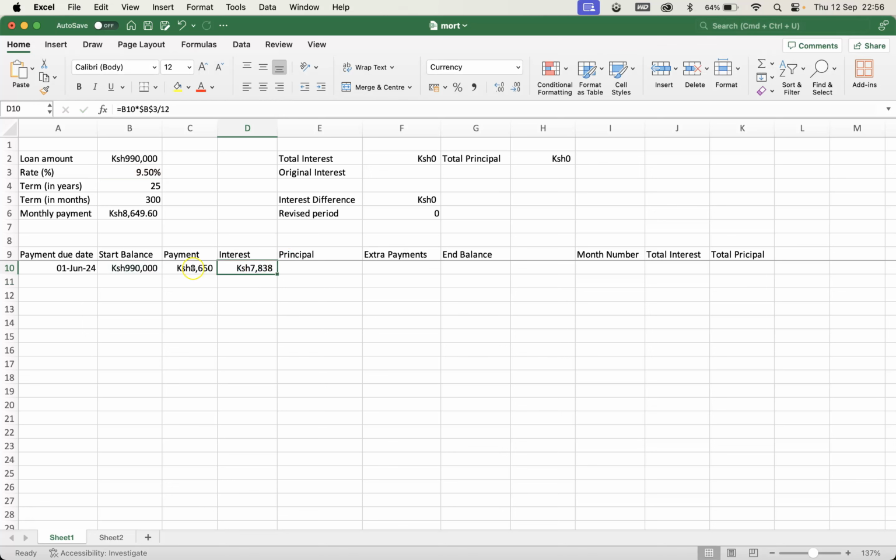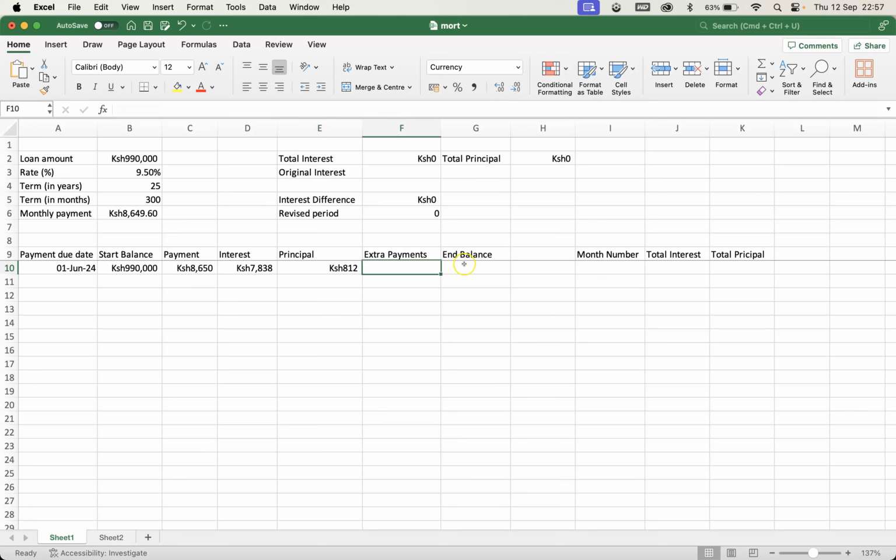Now what you'll see is that the payment versus the interest is pretty close. So in other words, in the first month of your payment, this is the principal that you pay. You're actually offsetting your principal by 812 shillings out of 8,000 that you pay. It's quite a huge amount, but again, as I said, I will show you how to offset and how to play around with the numbers so that you can pay minimal interest as much as possible.